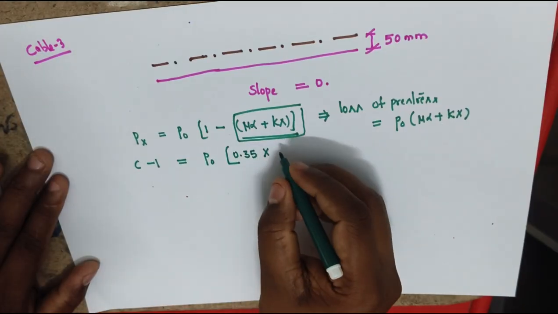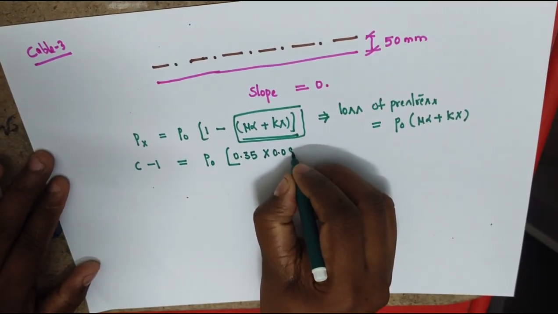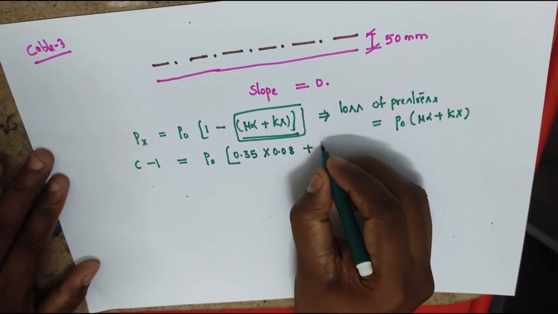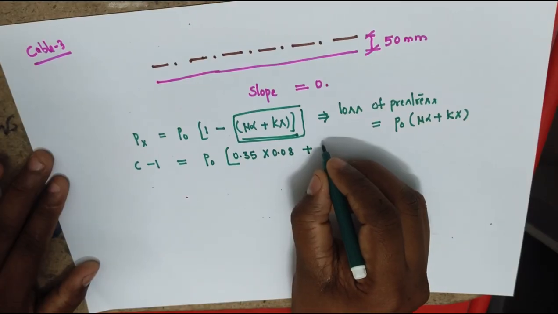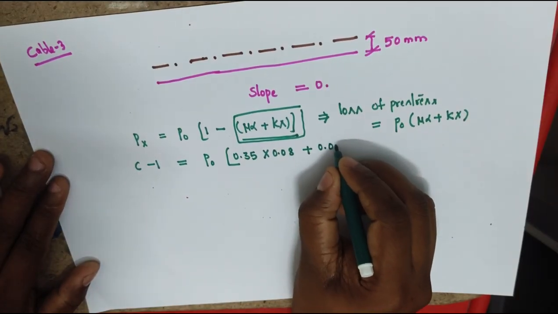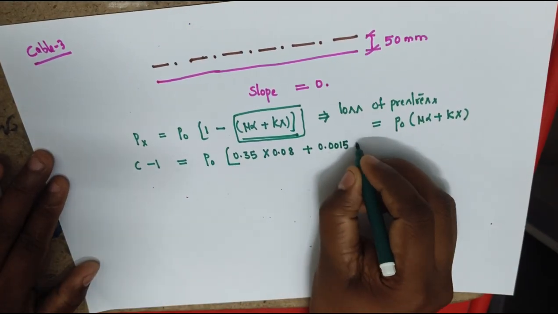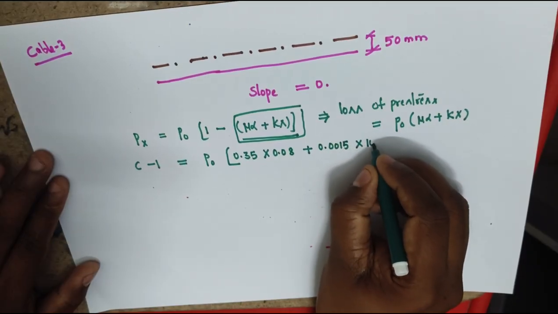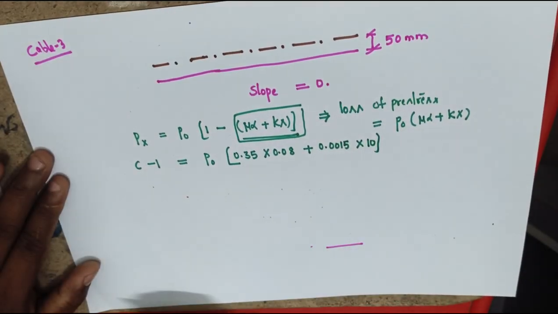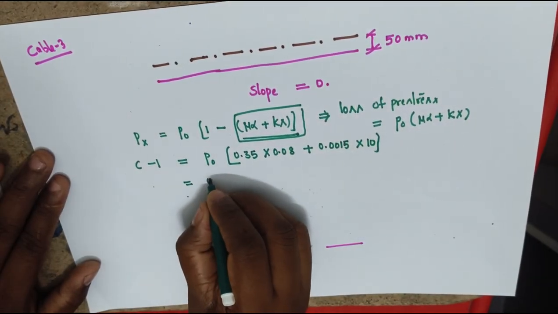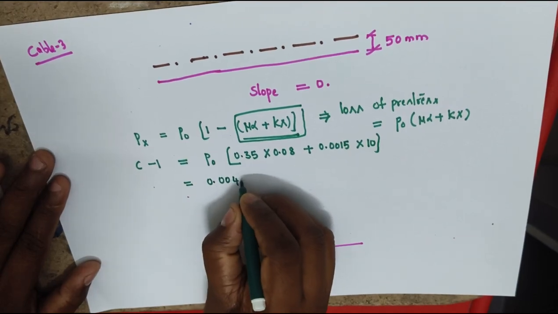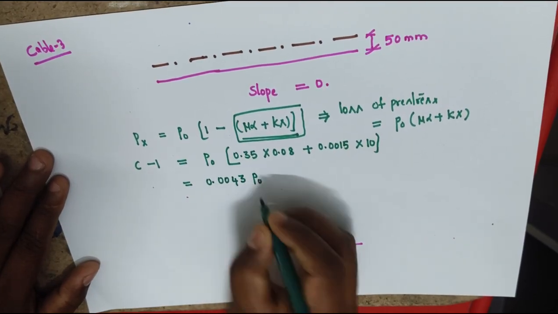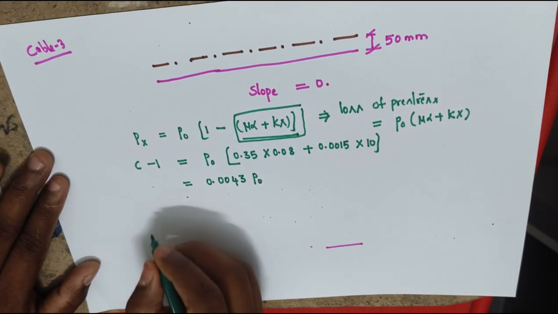For cable 1, alpha will be 0.08, plus K is given as 0.0015 per meter. The total length is 10 meters. The value will be 0.0043 P0. This is in cable 1.